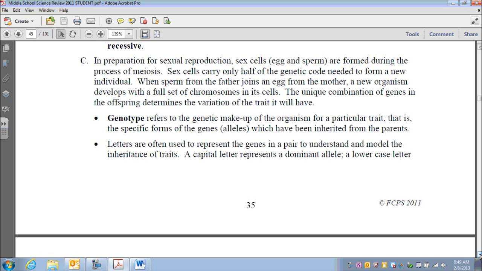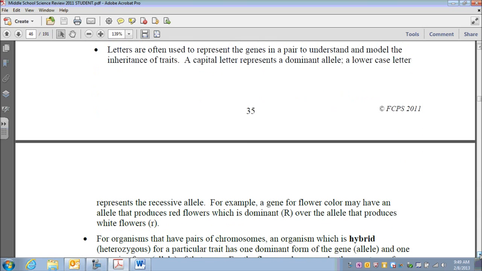Genotype refers to the genetic makeup of the organism for a particular trait, that is, the specific forms of the genes or alleles which have been inherited from the parents. Letters are often used to represent the genes in a pair to model the inheritance of traits. A capital letter represents a dominant allele. A lowercase letter represents a recessive allele.